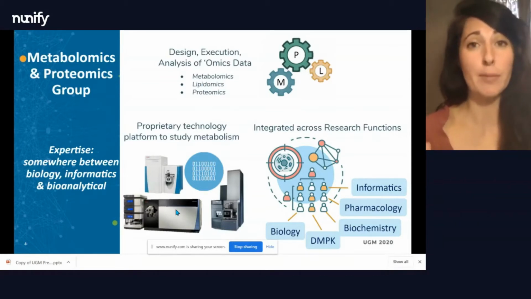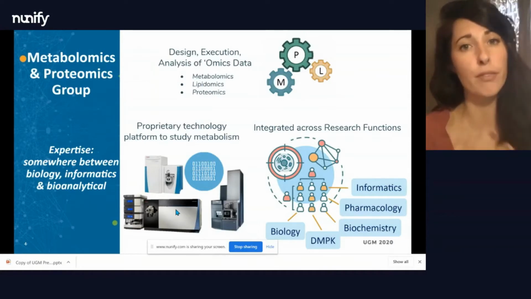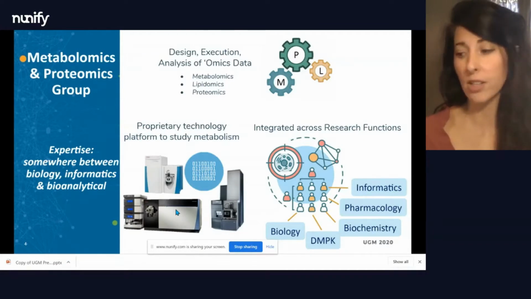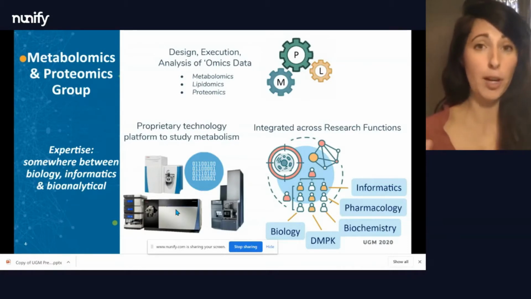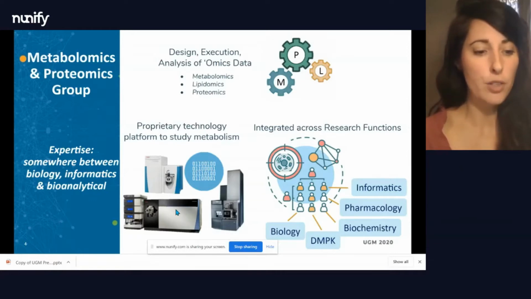We spend a lot of time and energy, as you can imagine, maintaining and building our platform. This is the front end, the sample preparation, as well as the mass spec instrumentation, and including the back end, which is the data processing and analysis pipelines. We're integrated across a research organization and work with drug programs all the way spanning from the early stage and the target identification or discovery mode all the way through the preclinical drug phases.